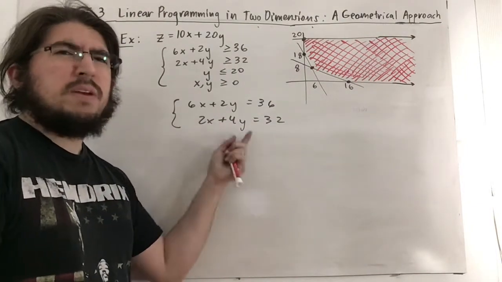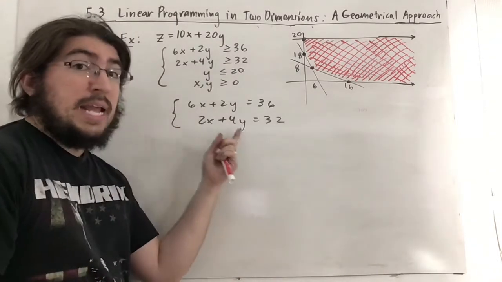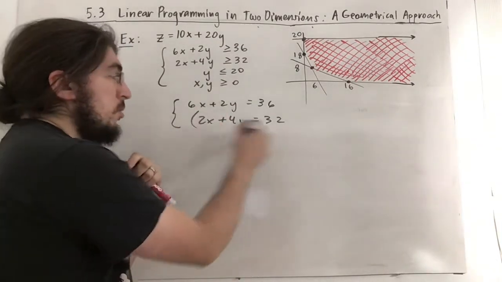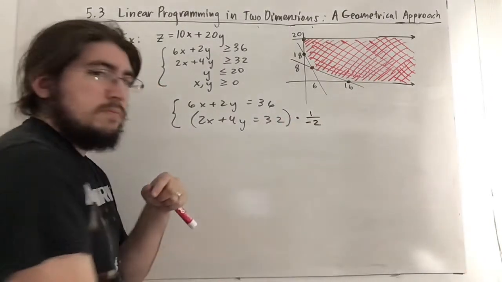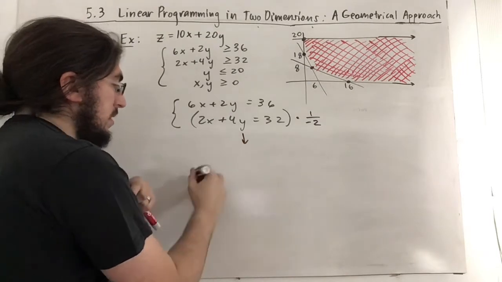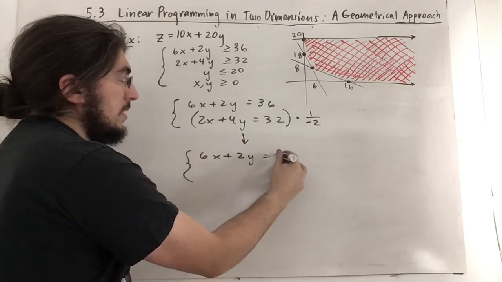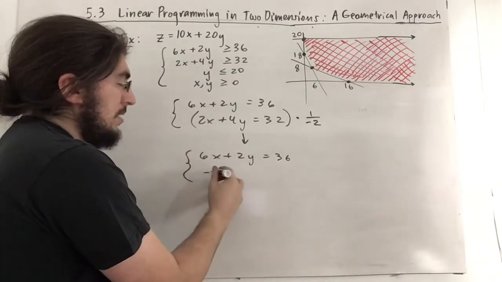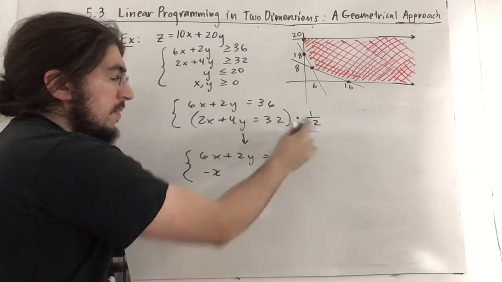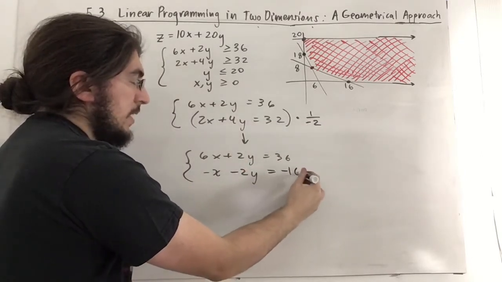and that'll be 2y. They can all be divided by 2, so we can do that. In fact, I'm going to make it negative by dividing by negative 2. So really I'm multiplying the second one by 1 over negative 2, and we get the following system. The top stays the same, 6x plus 2y is equal to 36. The bottom now, though, is negative x. 4 divided by negative 2 is negative 2y, and 32 divided by negative 2 is negative 16.